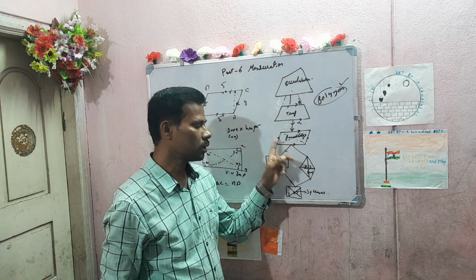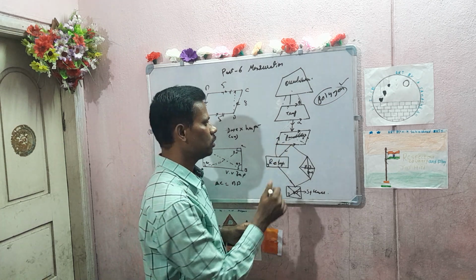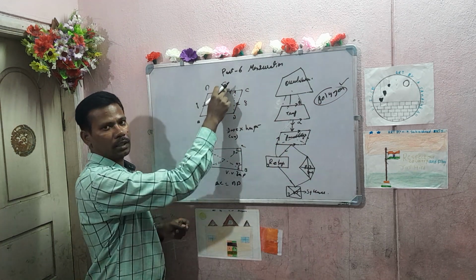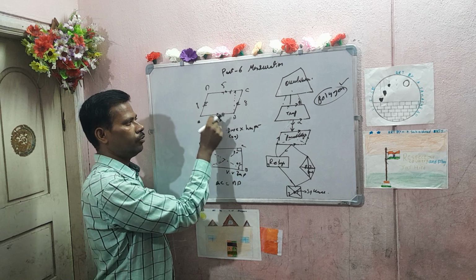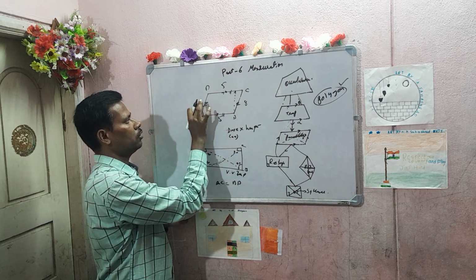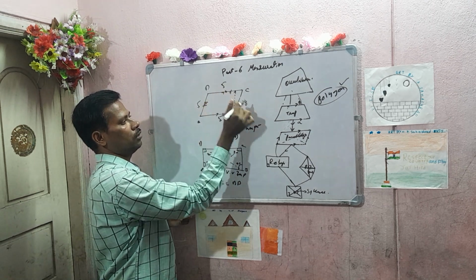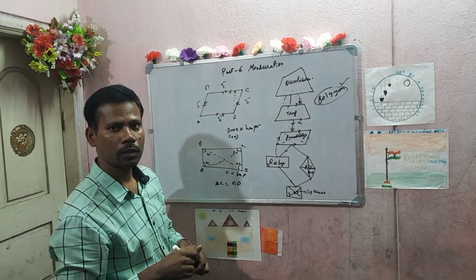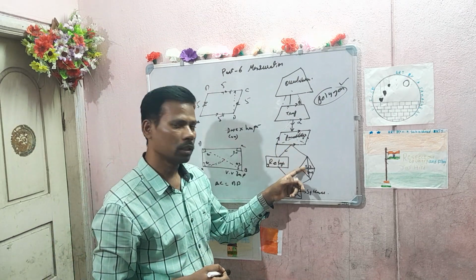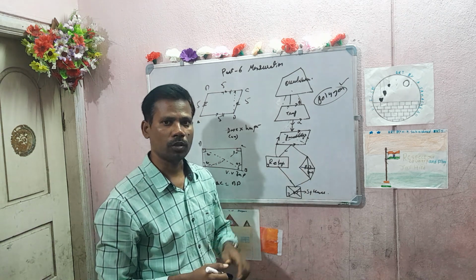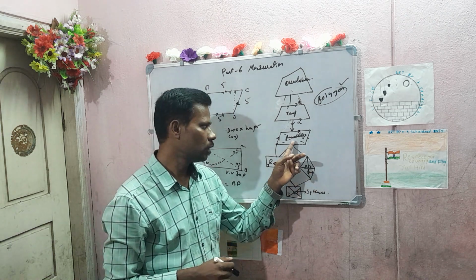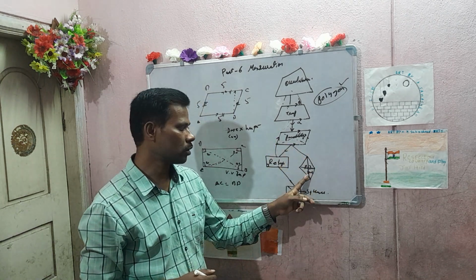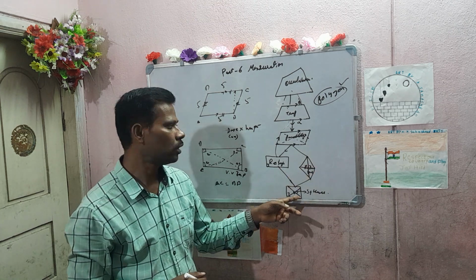which adjacent sides are equal. In a parallelogram opposite sides are equal, but if this side is equal to this side, that means every side is 5, 5, 5, 5. A parallelogram in which adjacent sides are equal is called a rhombus. Rhombus means all sides are equal.